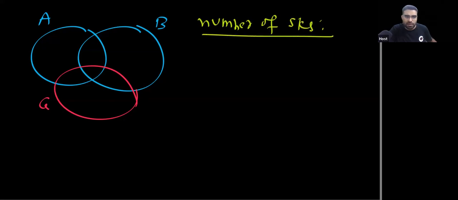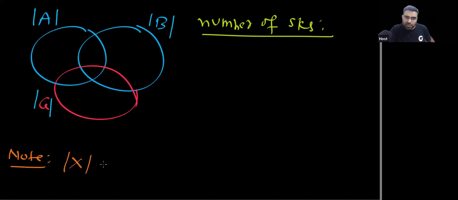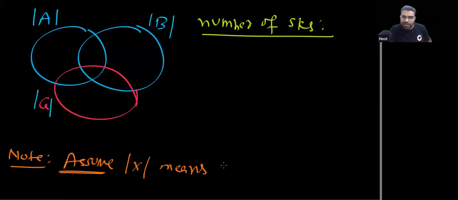So how to do that? Very simple. You find how many supersets of A are there. Let me denote it like this. What does this mean when I denote it like this? Assume this means the set of super keys containing X, or I can say the number of super keys containing X. Is this clear? Let me know.